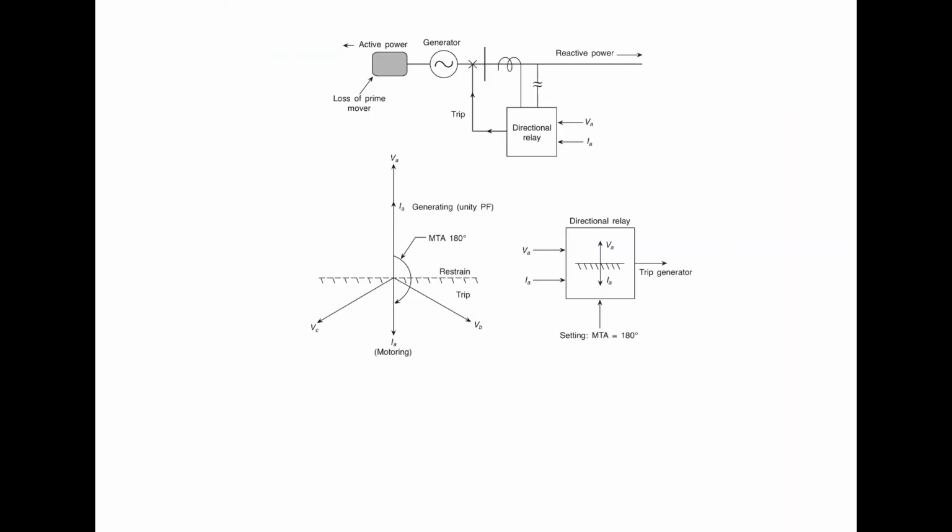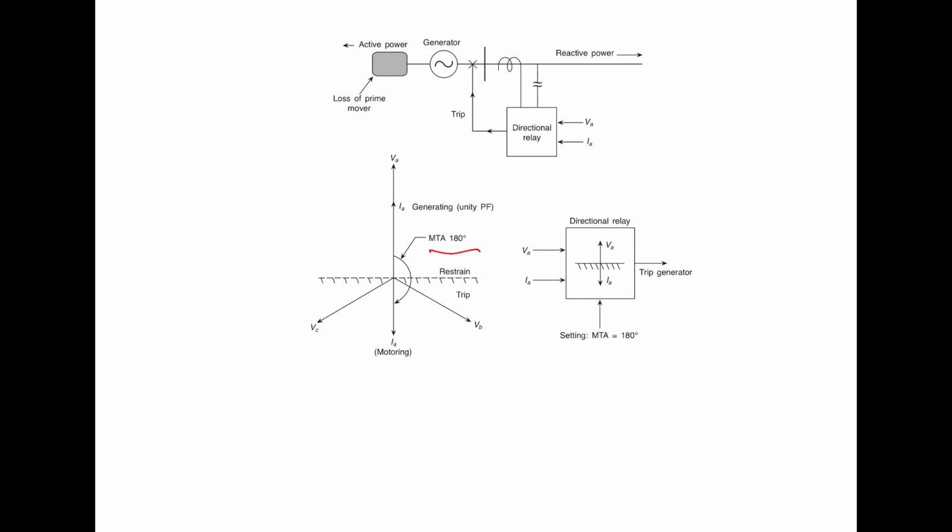The scheme which is used is that we can use the directional relay with an MTA of 180 degree using the generator phase angle conventions, and it would detect the loss of prime mover as the current phasor would reverse, as you have seen here it was the current phasor. Now the current phasor is reversed and it moves to the trip region in that very case.